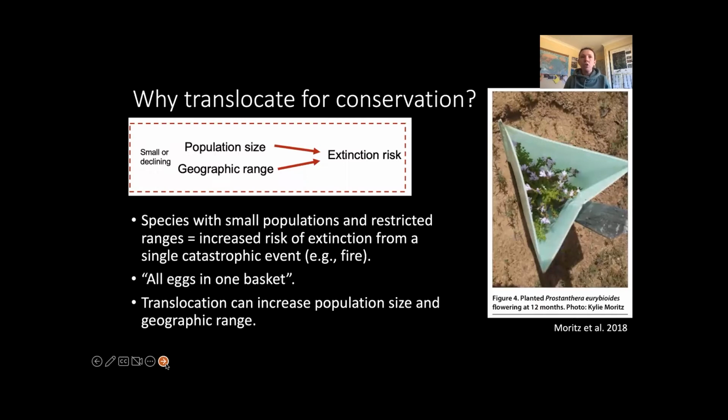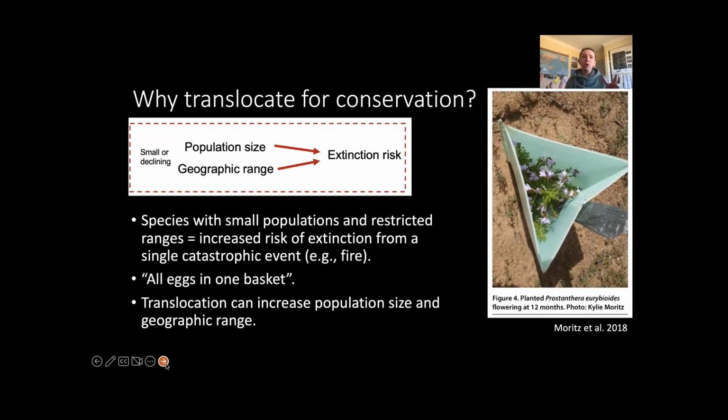So why would you translocate for conservation reasons? Well, species are affected by a higher extinction risk if they have a small or declining population size or small or declining geographic range. This is according to the IUCN categories and criteria. Species with small populations and restricted ranges are at an increased risk of extinction, for example, from a single catastrophic event. It's like having all your eggs in one basket.